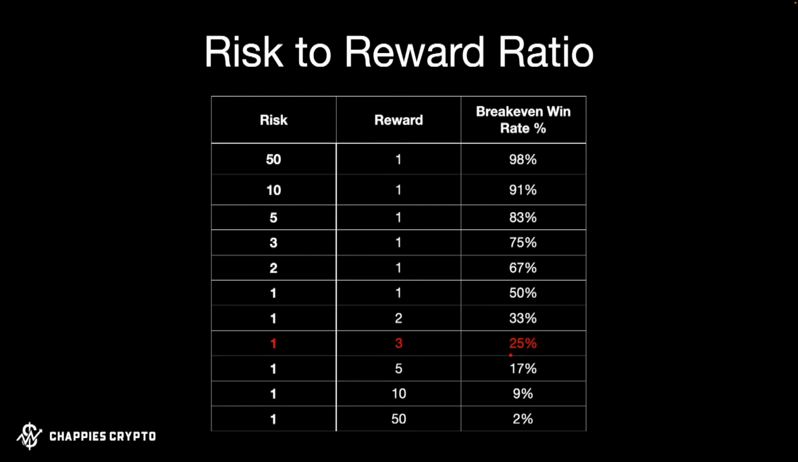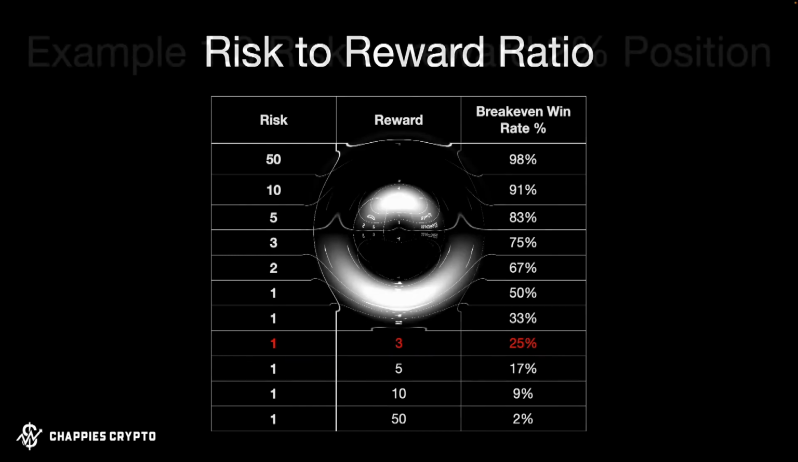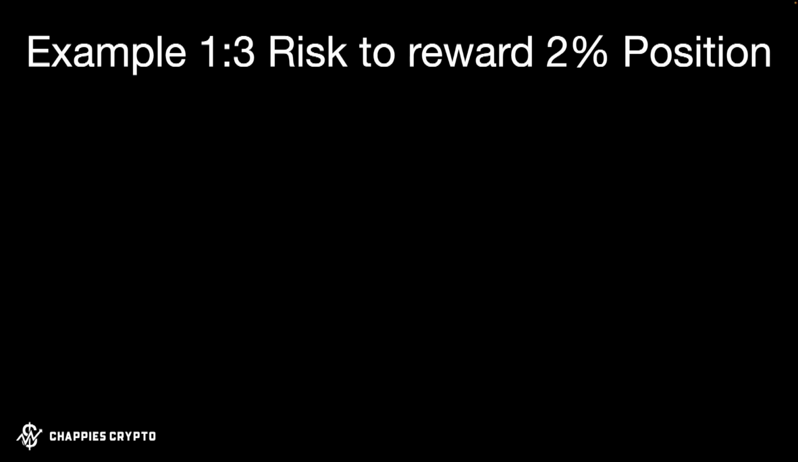In other words, out of every 4 trades, you can lose 3 of them. As long as you're winning 1, you'll effectively stay break even, as long as you're getting that risk to reward ratio in your trades. So what does that mean in practice? Well, here's an example.